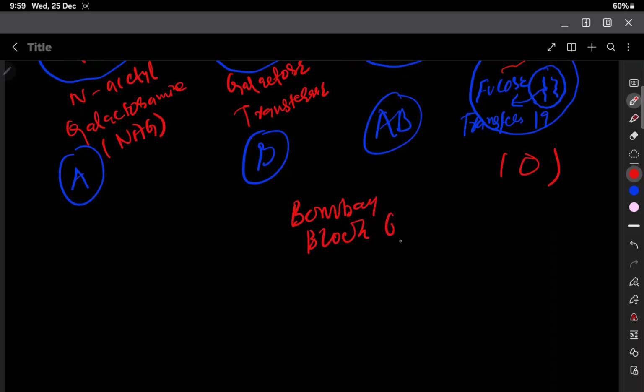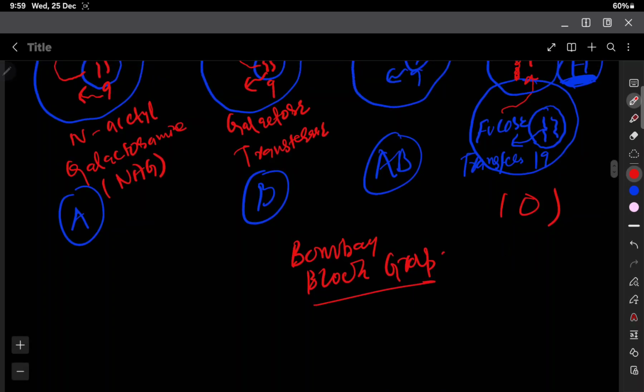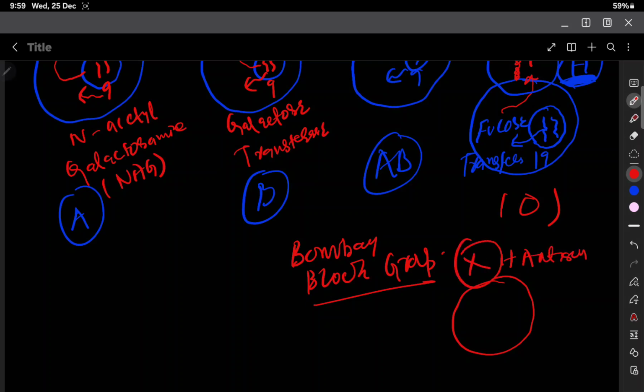Bombay blood group. What this Bombay blood group is, you can see here, this is a blood group O. If you go for blood testing, it will show you blood group O. But in the Bombay blood group, there is no H antigen. H antigen is not present, so there is an absence of H antigen on the surface of the RBCs.